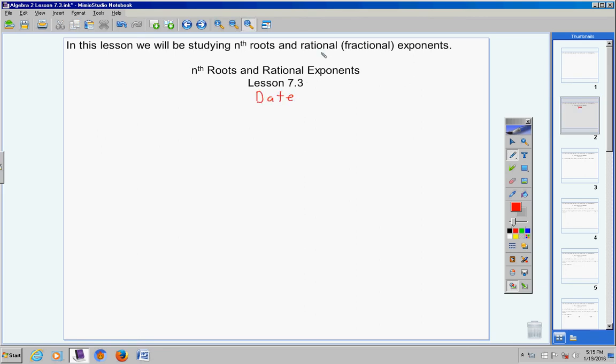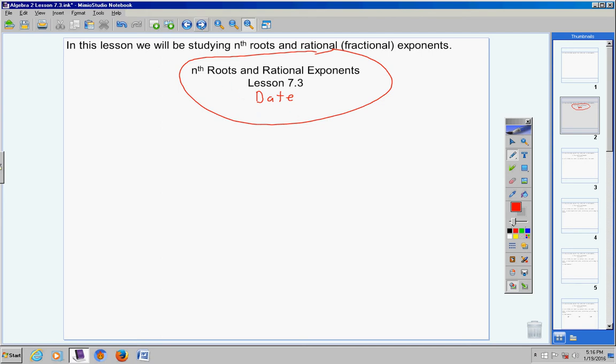Alright, please copy all this down. Nth roots and rational exponents. Lesson 7.3, and be sure and include today's date. You should have really organized notes, guys, with headings and lesson numbers, dates, and all kinds of stuff, okay?